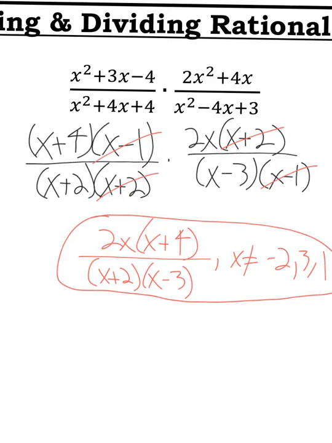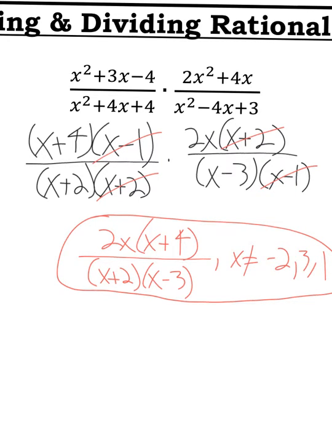The x minus 1's go. That leaves behind 2x and x plus 4, so 2x times x plus 4, and then an x plus 2 times x minus 3. And then before you canceled anything out, take into account what x couldn't equal. You cannot plug in a -2 there, or a +3, or a +1. So that's how I got all that.